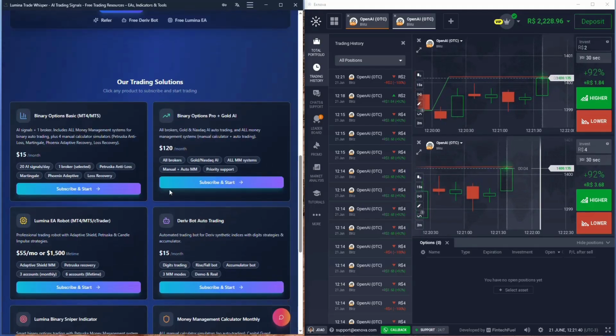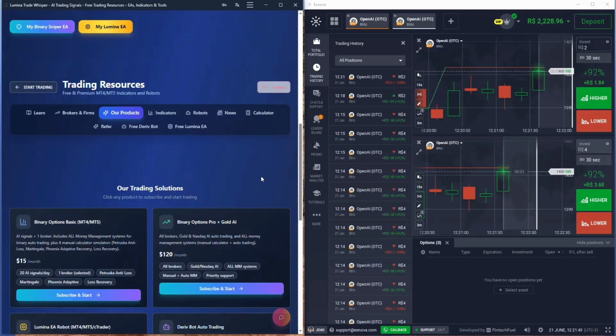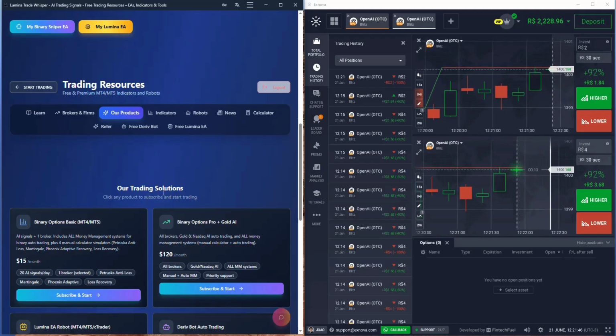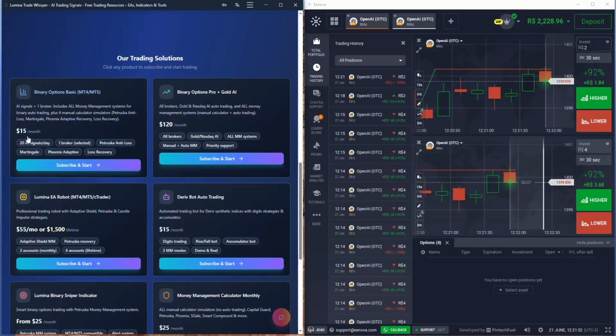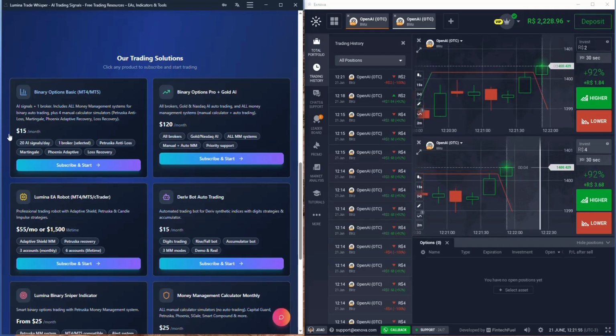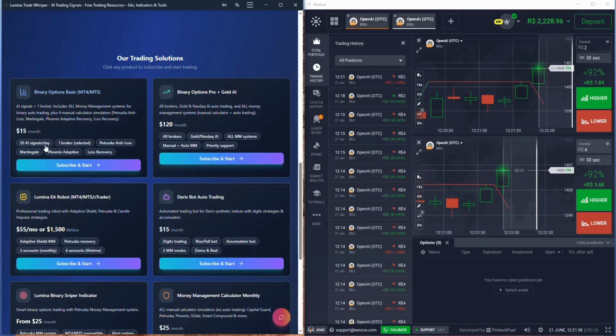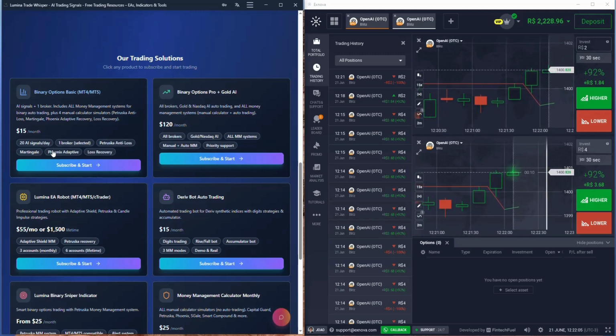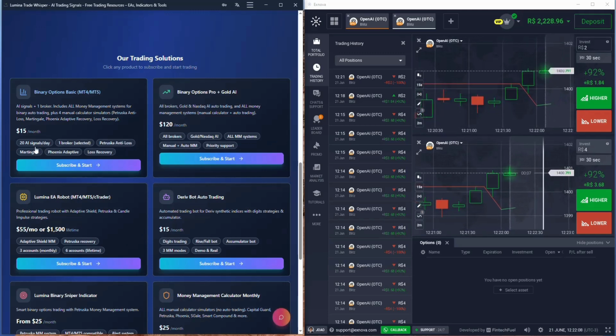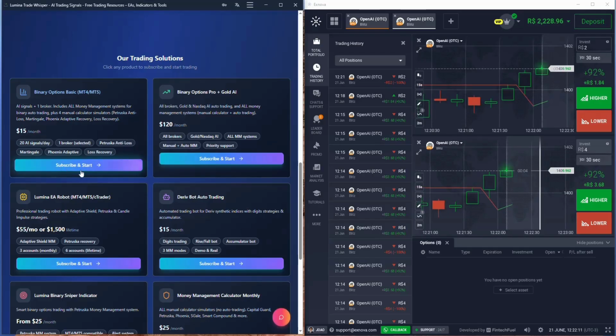Here you can see our products. You can sign up to use the AI binary option AI signals, which is part of automated signals as well. You can simply have the binary option basic, this $15 monthly subscription. The AI signals are limited to 20 per day, because we pay for ElevenLabs and every other AI that works with the platform.